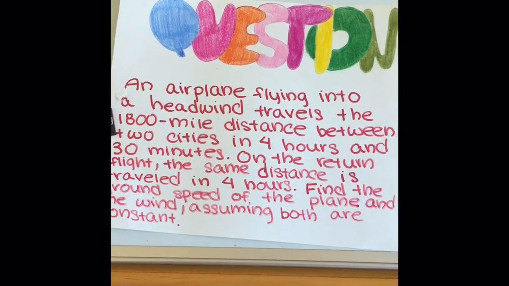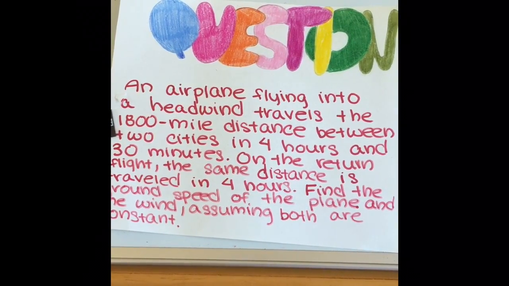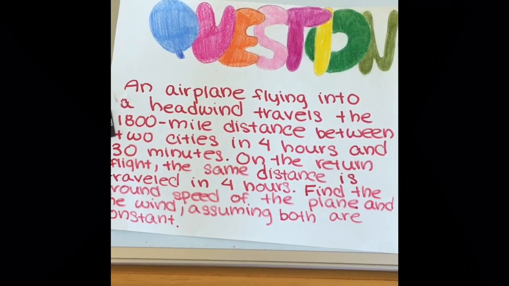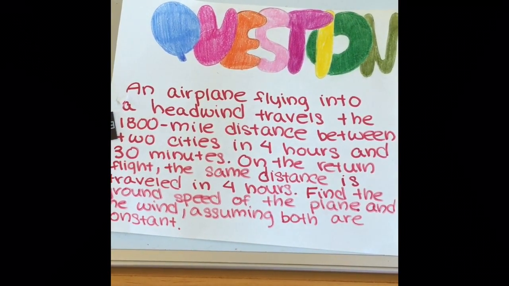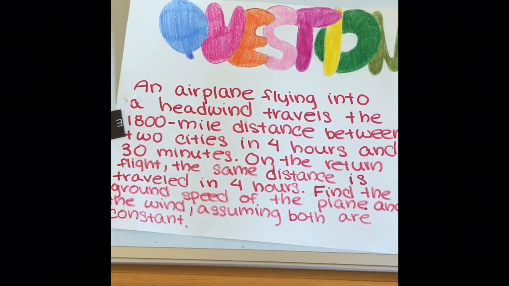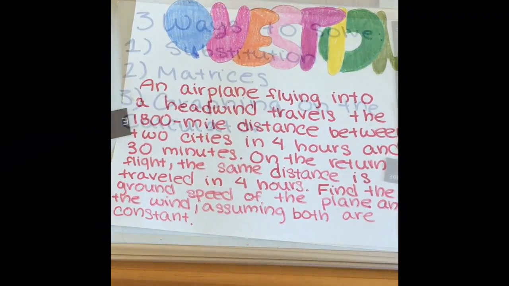My project is on systems of linear equations, and my question is: an airplane flying into a headwind travels the 1,800-mile distance between two cities in 4 hours and 30 minutes. On the return flight, the same distance is traveled in 4 hours. Find the ground speed of the plane and the wind, assuming both are constant.